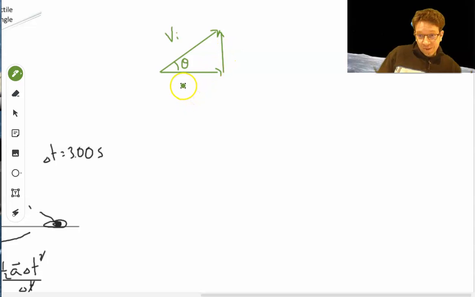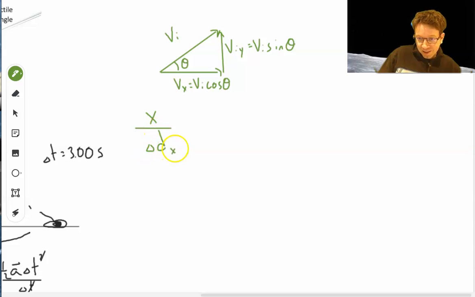Now we can solve for the components. Vx will be Vi cos theta, and our initial velocity in y will be Vi sine theta. So if we look at our x component, it's only one equation we have in x, and that's this one. Our range is going to equal our velocity in x times time.